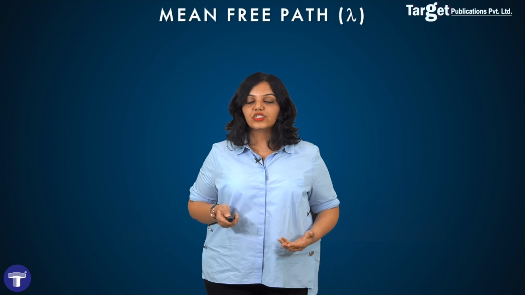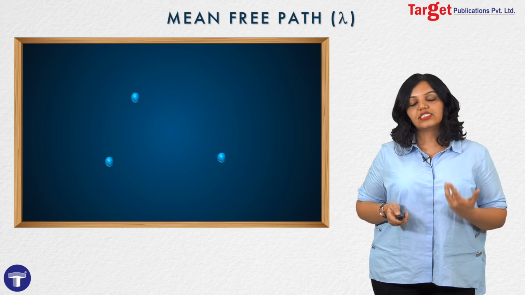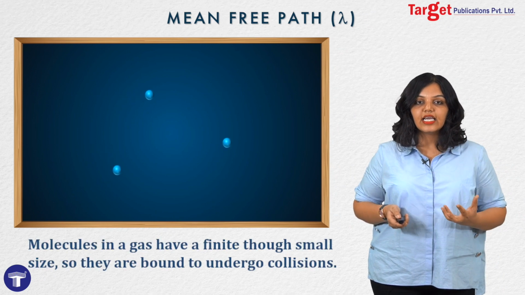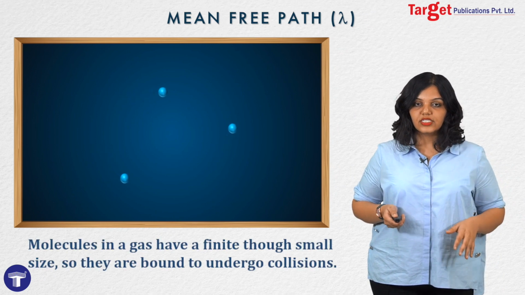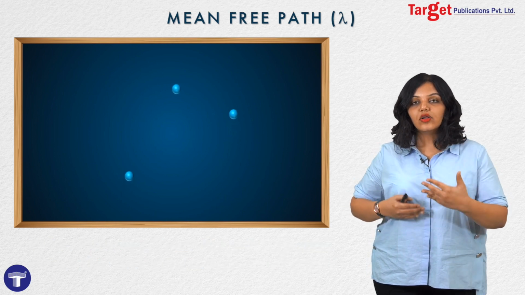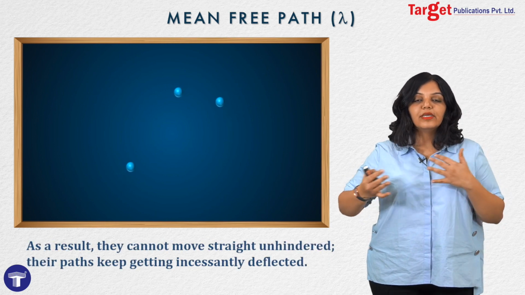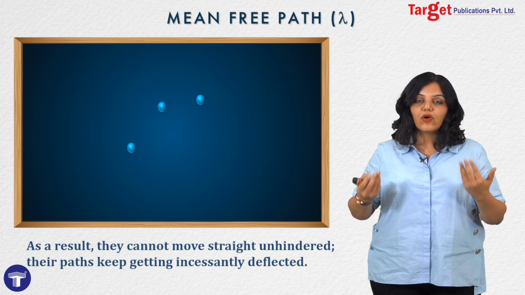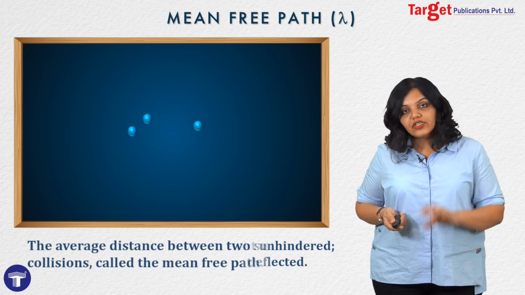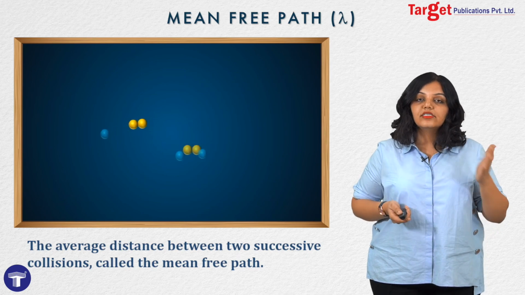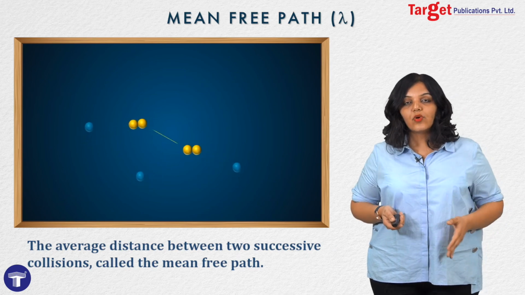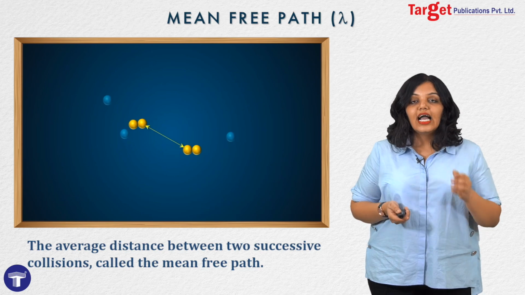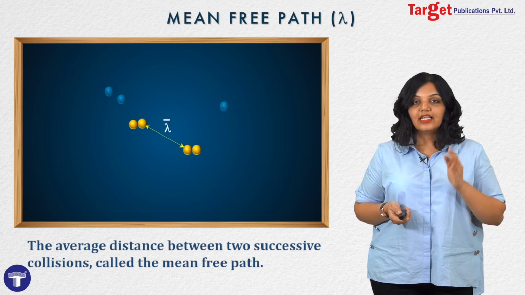We already said that molecules in a gas will undergo collisions, and therefore it means that even though the size of the molecules in a gas is finite, they are bound to undergo collisions. And therefore this means that they cannot keep moving in straight lines without being hit by some other molecules, and therefore their paths keep getting deflected because of these collisions. Now the average distance that a molecule travels between 2 successive collisions, this is what is known as the mean free path, and it is denoted by the Greek letter lambda.